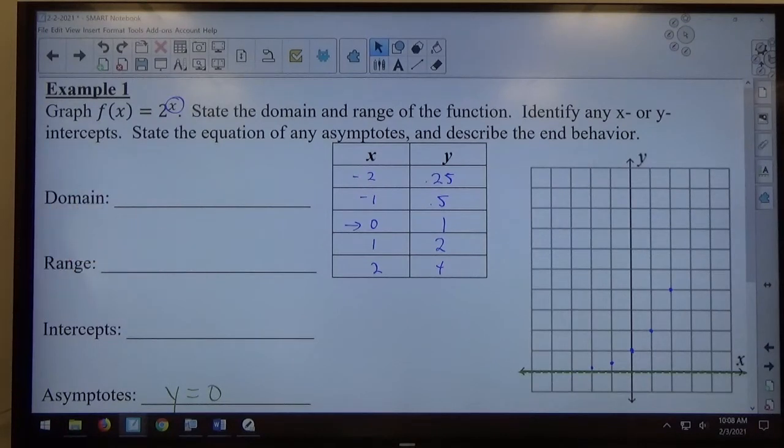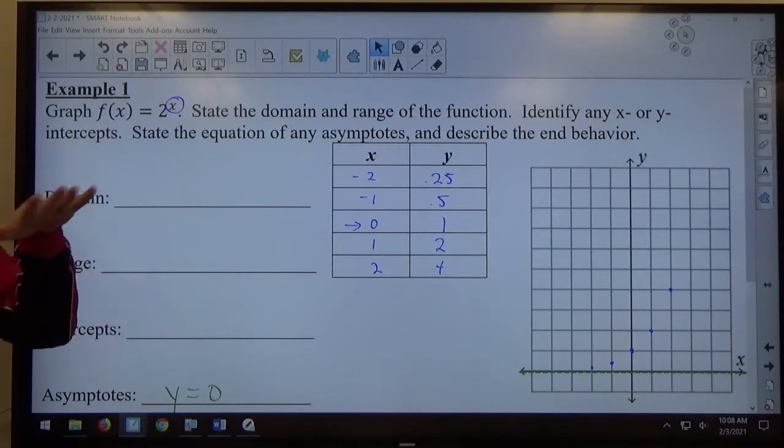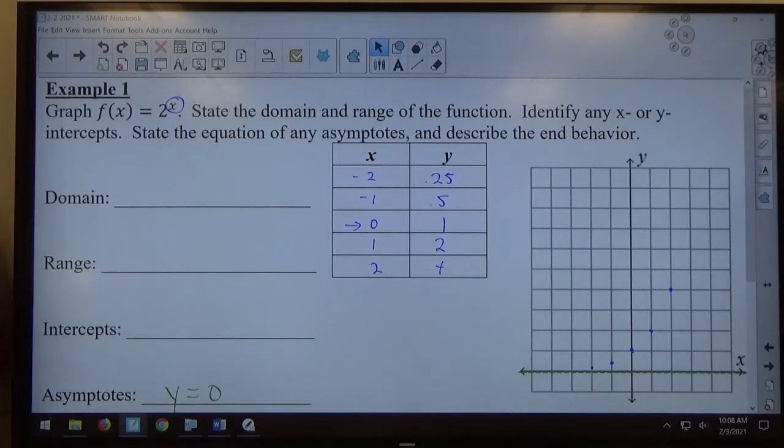I draw the asymptote before I connect the dots because that gives me kind of a fence. All right, imagine an electric fence. Imagine the graph's a teenage boy. Okay, teenage boys and electric fences.